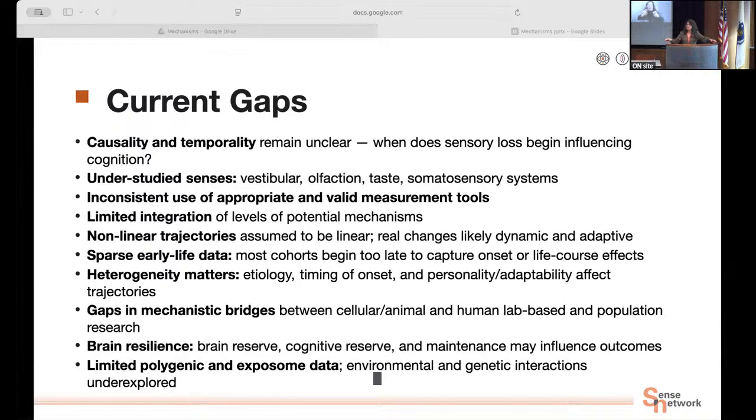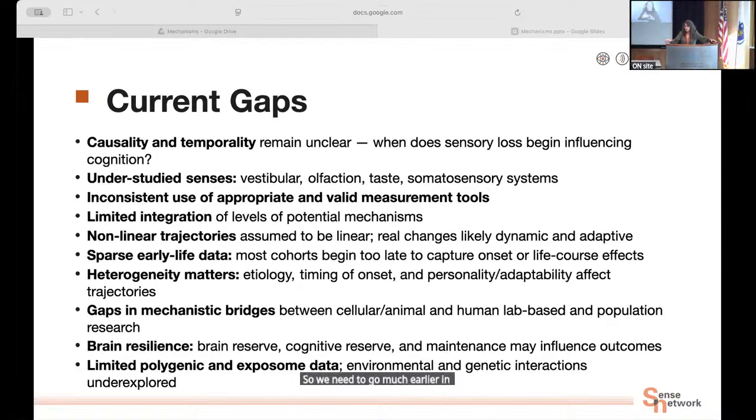In a lot of cases, we assume there's linear trajectories, but this is an assumption, and it's quite likely there are nonlinear relationships depending on degree of sensory loss. And these are likely to be dynamically shaped and adaptive over the lifespan. There's very sparse early life data. Most cohorts begin in midlife, if we're lucky. We really need to go earlier in the time scale than that, because if you think about a relationship with Alzheimer's disease, for example, we know that Alzheimer's disease biomarkers themselves start to change decades before somebody presents for diagnosis. So we need to go much earlier in the lifespan.